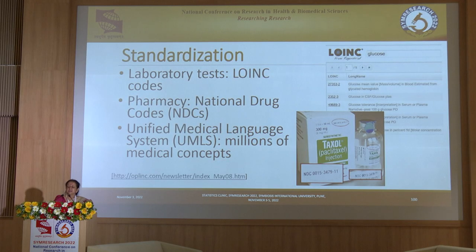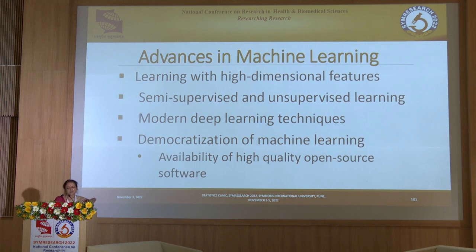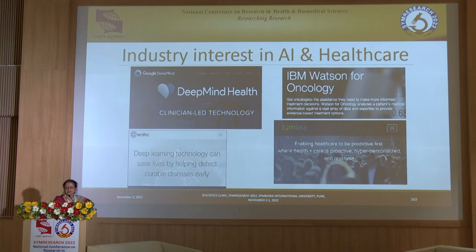So for example, there are standard diagnosis codes, there are standard codes for laboratory tests, there are standard codes for pharmacy, for drugs, and so on. So this standardization actually helps to make the application of ML tools even more meaningful, because what is inferred by one part of the world is also applicable in the rest of the world. Okay, so this is just summarizing.